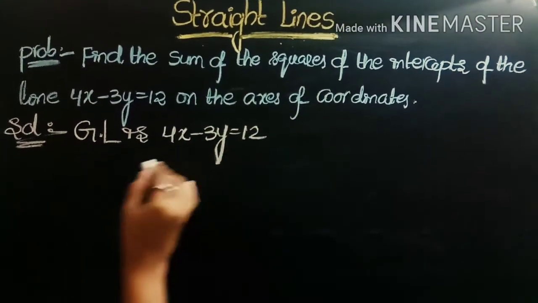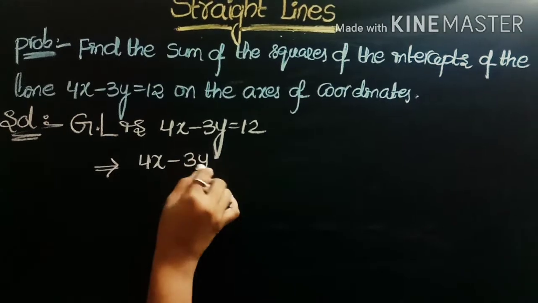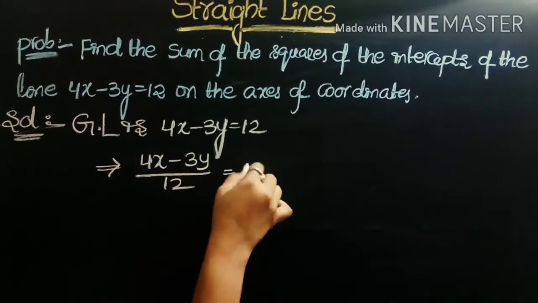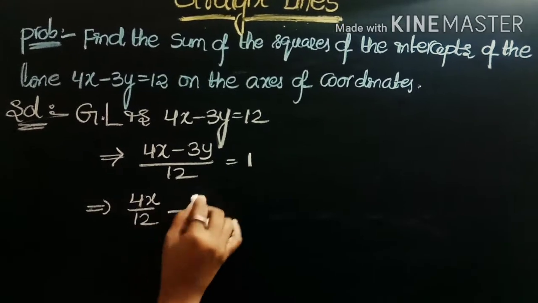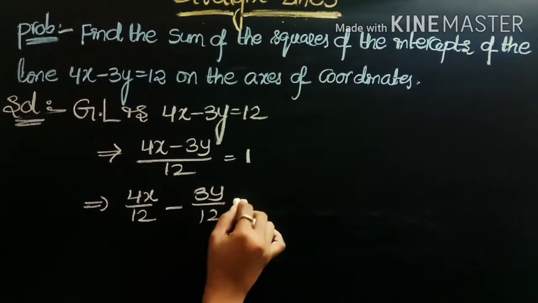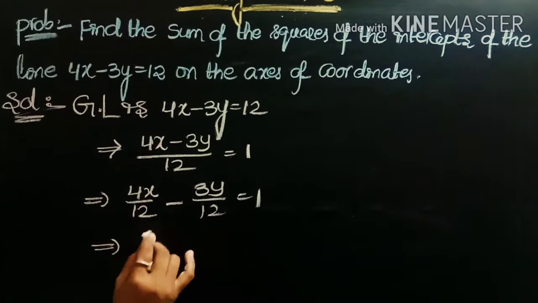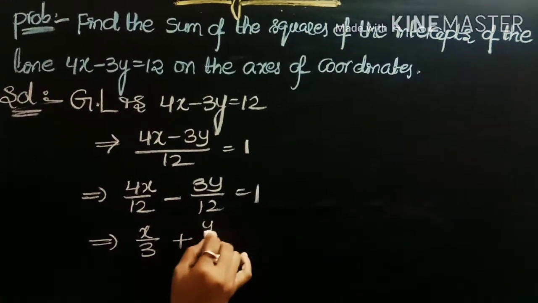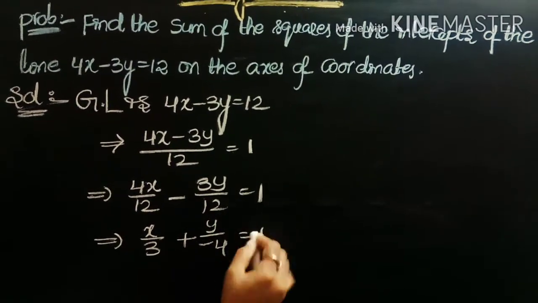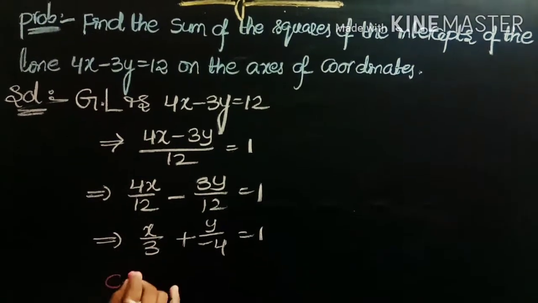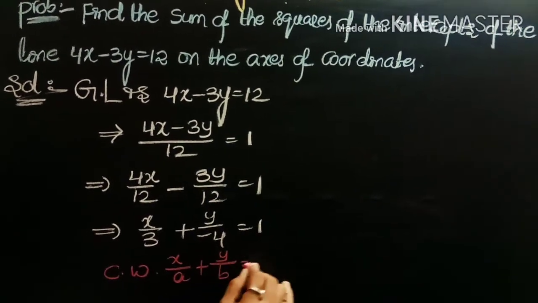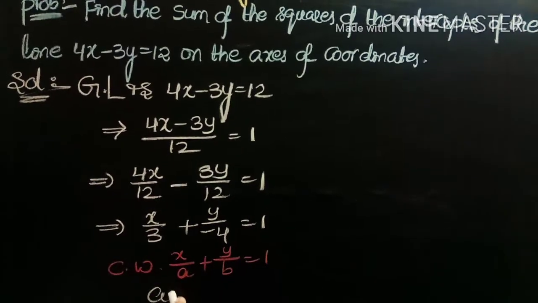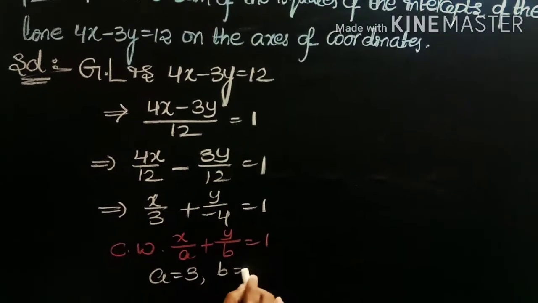Now converting this equation into the intercept form is dividing this total equation by 12. Then we get 4x by 12 minus 3y by 12 equals 1, which implies x by 3 plus y by minus 4 equals 1. When we compare this equation with x by a plus y by b equals 1, then the values of a comma b are a equals 3 and b equals minus 4.